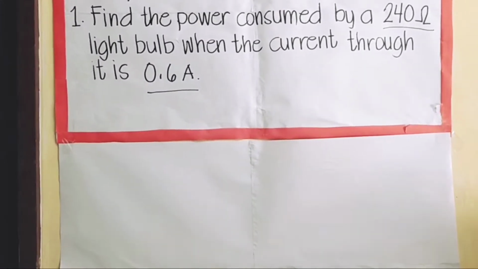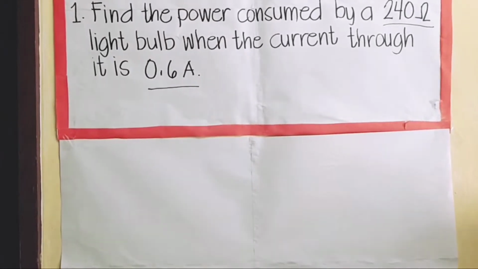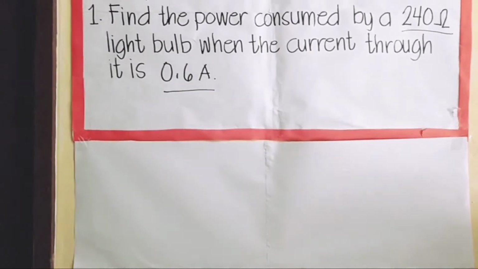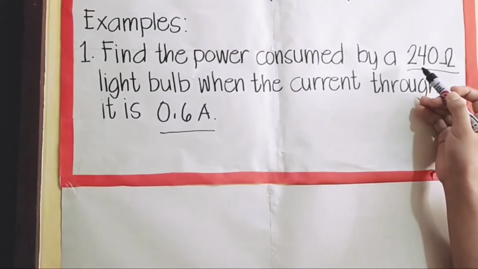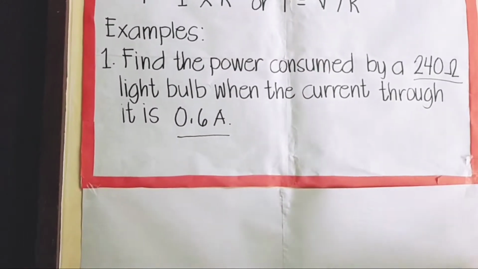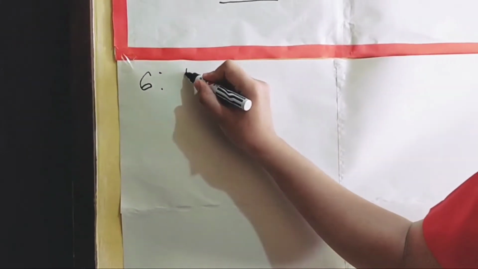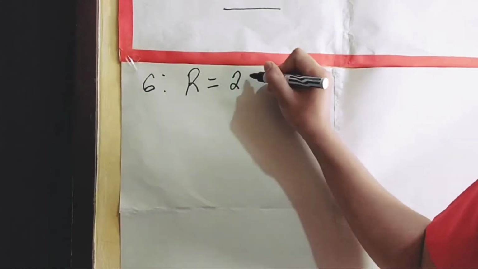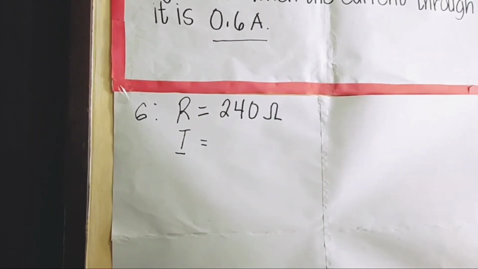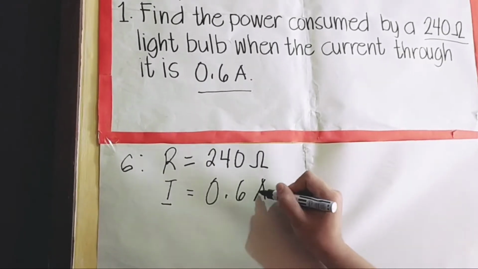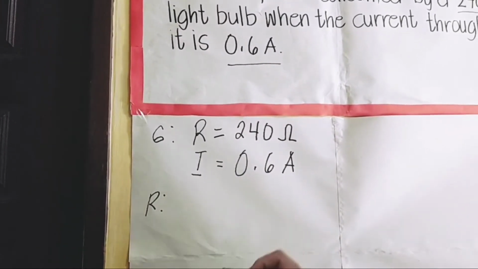Number one problem: find the power consumed by a 240 ohms light bulb when the current through it is 0.6 ampere. What are the variables given in the problem? We have resistance and current. Given: resistance is equal to 240 ohms, and current is equal to 0.6 ampere. The required is power.